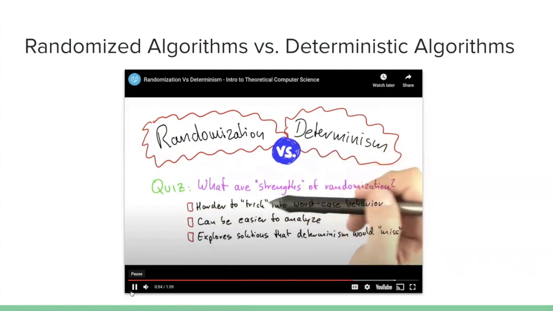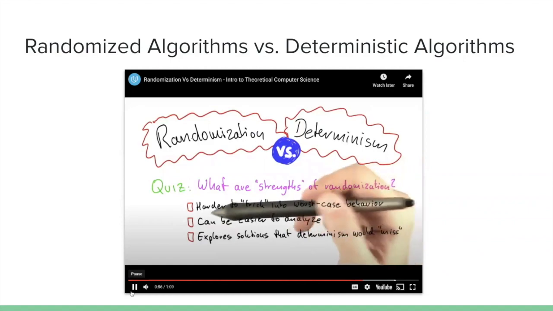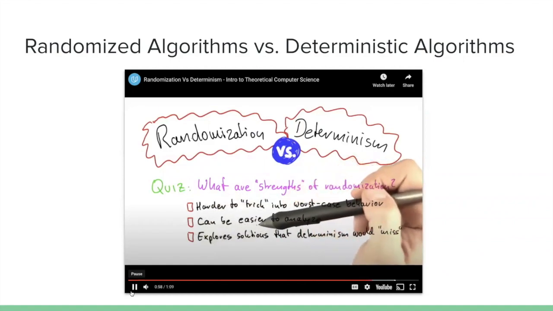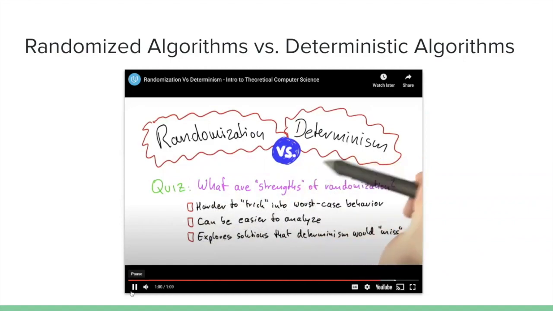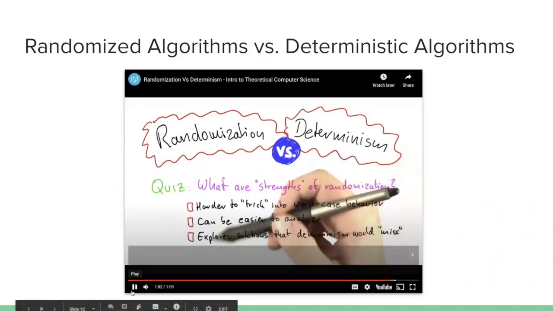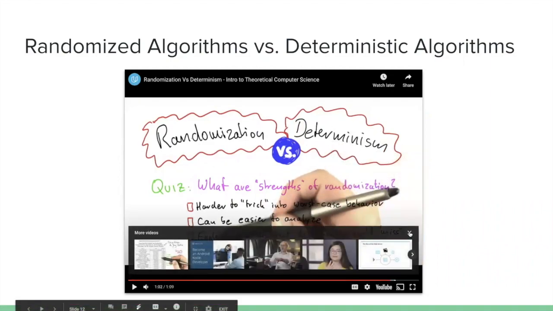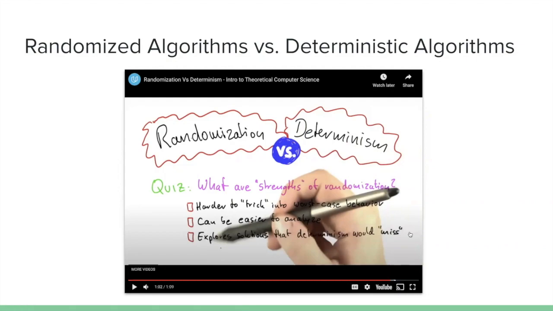And after all, we're analyzing all of our algorithms using worst case analysis. Is it that randomized algorithms can usually be easier to analyze than deterministic algorithms? So the answer is the first two. The strengths of randomization include they can be harder to trick into worst case behavior and that they can be easier to analyze.